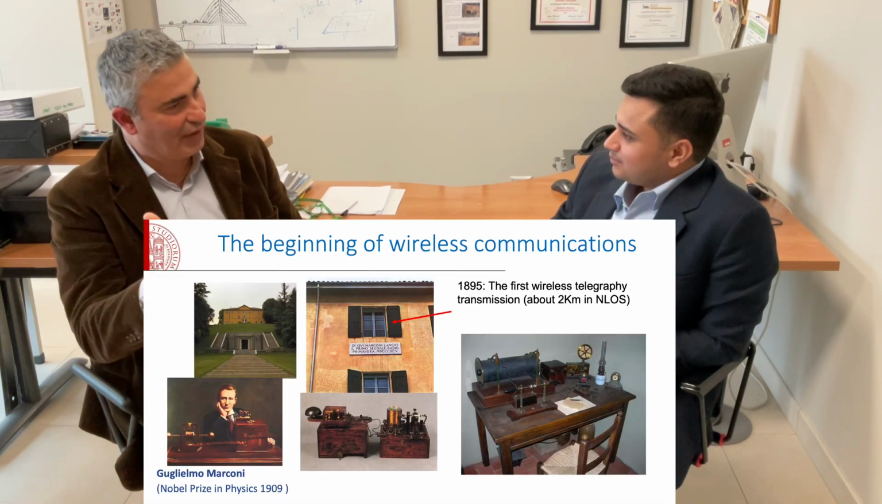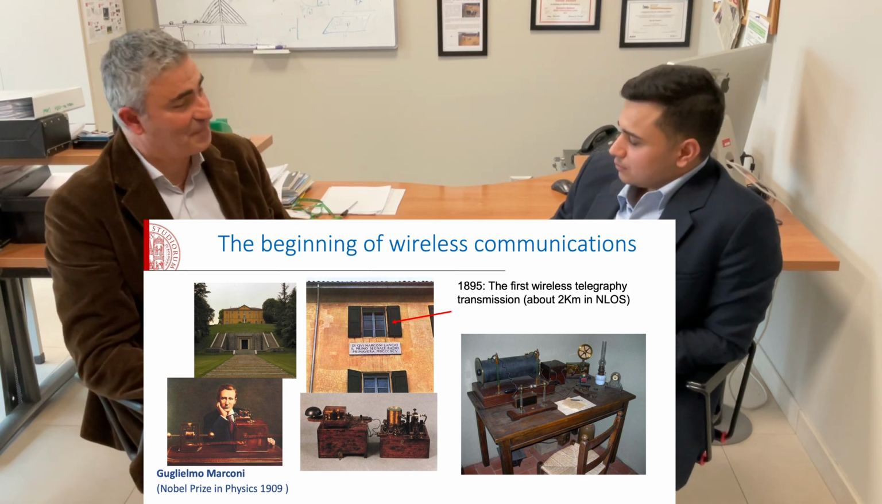Right. And then I would also like to mention that this year is the anniversary of the birth of Guglielmo Marconi. You know that Guglielmo Marconi lived in a villa close to Bologna, so close to our university, and he did the first wireless experiment in non-line of sight condition, about 2 kilometers, in 1895.